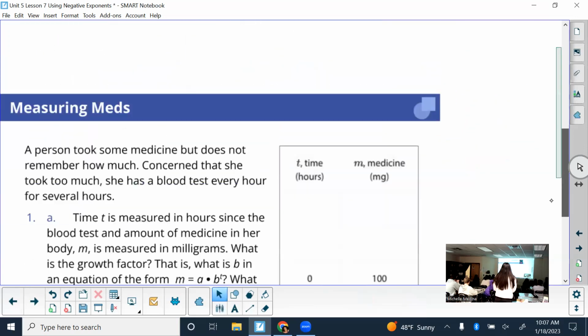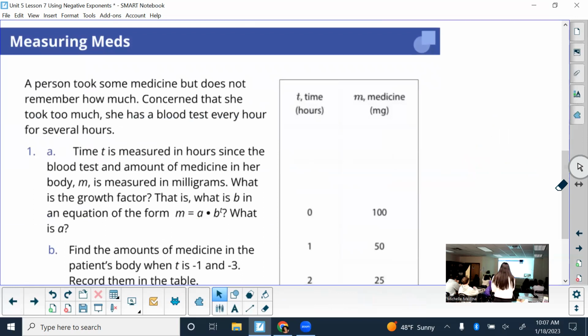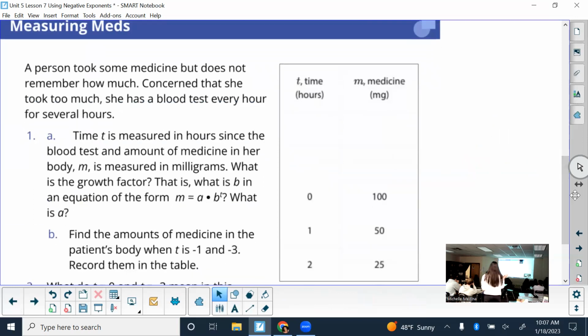All right. Now here's a good question. You don't have to write the whole thing. Maybe just copy the table. A person took some medicine but does not remember how much. Concerned that she took too much, she has a blood test every hour for several hours. Time T is measured in hours since the blood test, and the amount of medicine in her body is measured in milligrams. What's the growth factor? Meaning what's the b?